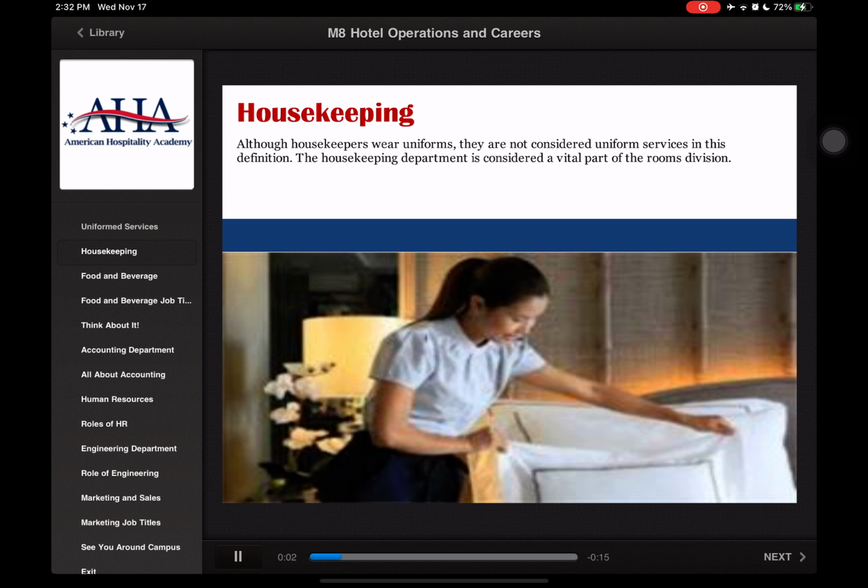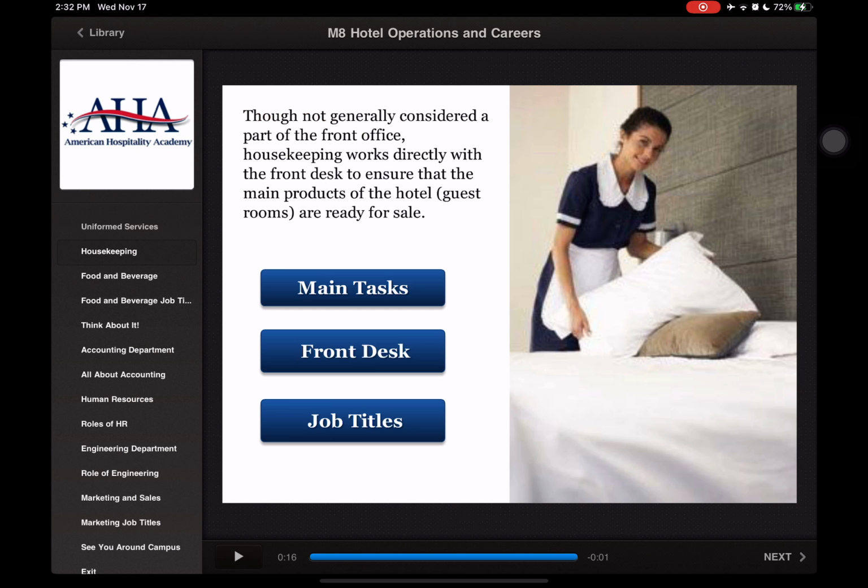Another department we are going to look at in more detail is the housekeeping department. Although housekeepers wear uniforms, they are not considered uniform services in this definition. The housekeeping department is considered a vital part of the Rooms Division. Though not generally considered a part of the front office, housekeeping works directly with the front desk to ensure that the main products of the hotel, guest rooms, are ready for sale. Click on the buttons below to read more about their main tasks, interaction with the front desk, and main job titles within the housekeeping department.